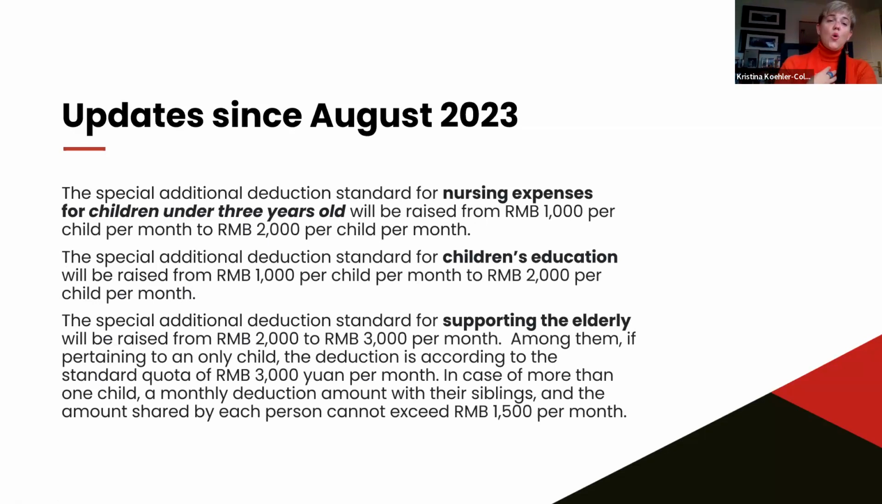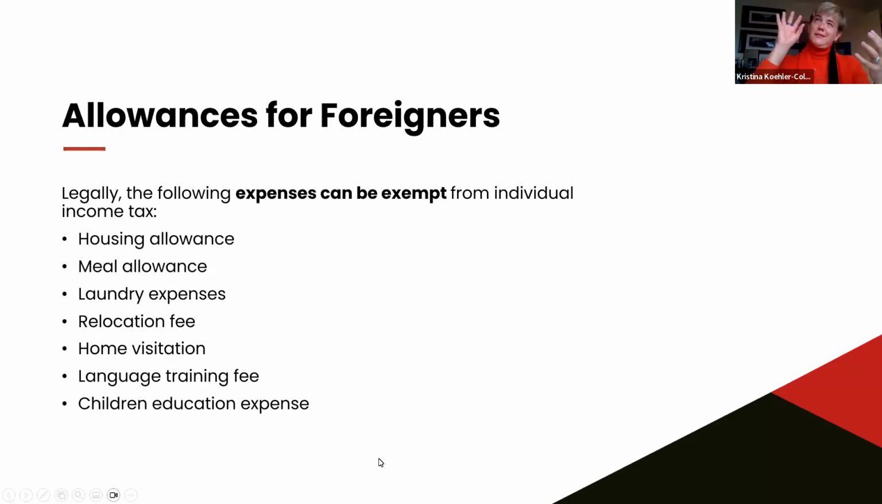And if you were an only child, the deduction is 3,000. But if there are additional children for that elderly support, so if there's two siblings or 3 siblings, it gets reduced down to 1,500 per month. Now, some of you might be getting confused. How does this relate to the allowances for foreigners?